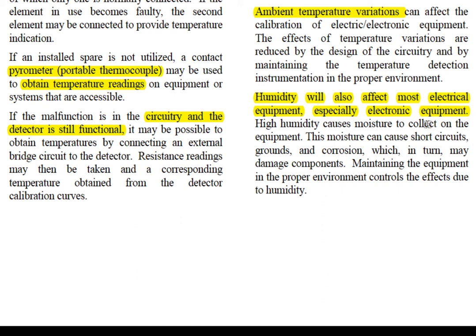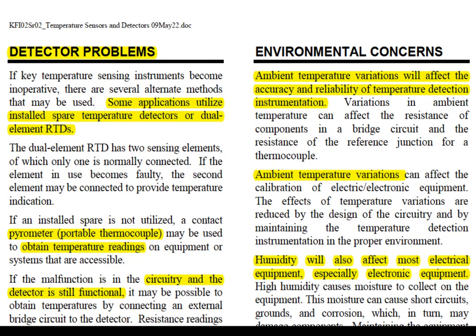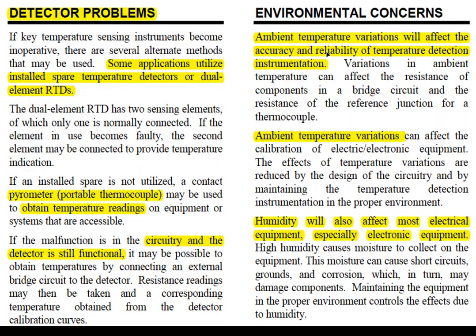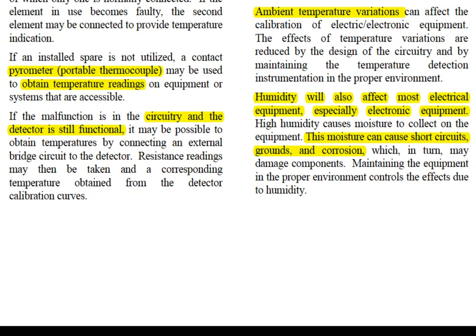In addition to that, you could also get moisture inside the detector and therefore actually short it out and cause possible corrosion and detriment to the detector. So let's review two environmental considerations. Number one, ambient temperature, depending on where it's located in the plant, and number two, humidity due to moisture accumulation and or corrosion. And here it is: moisture can cause short circuits, grounds, and corrosion.